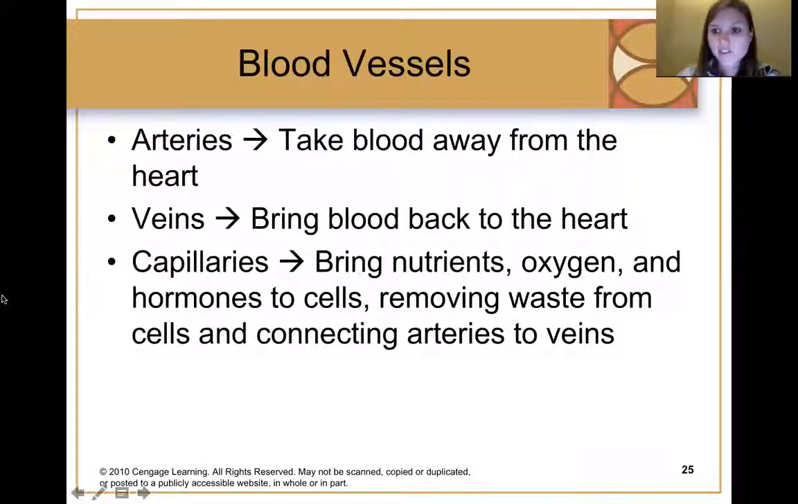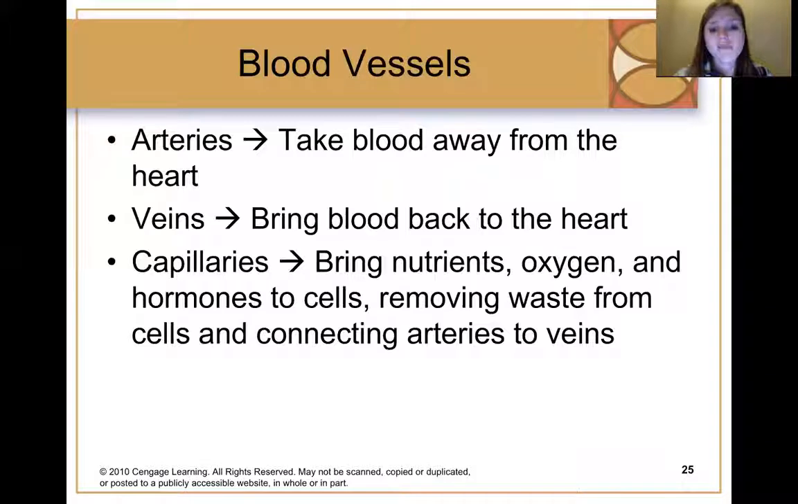The cardiovascular system also is made up of the blood vessels. Animals have arteries, veins, and capillaries. Arteries are the blood vessels that take blood away from the heart. Blood is coming into the heart and then being pumped out of the heart, so the arteries take blood away from the heart. Another way that I keep that straight is arteries away, AA, just a simple way to keep it straight. And then veins bring blood back to the heart.